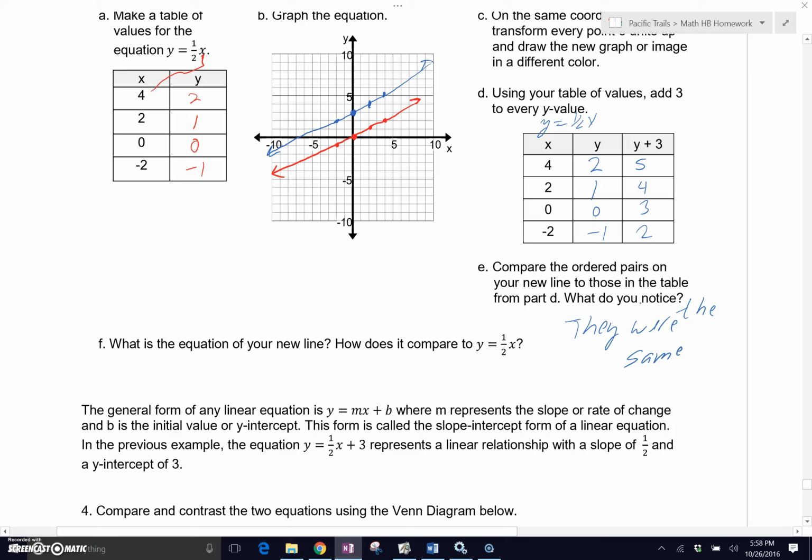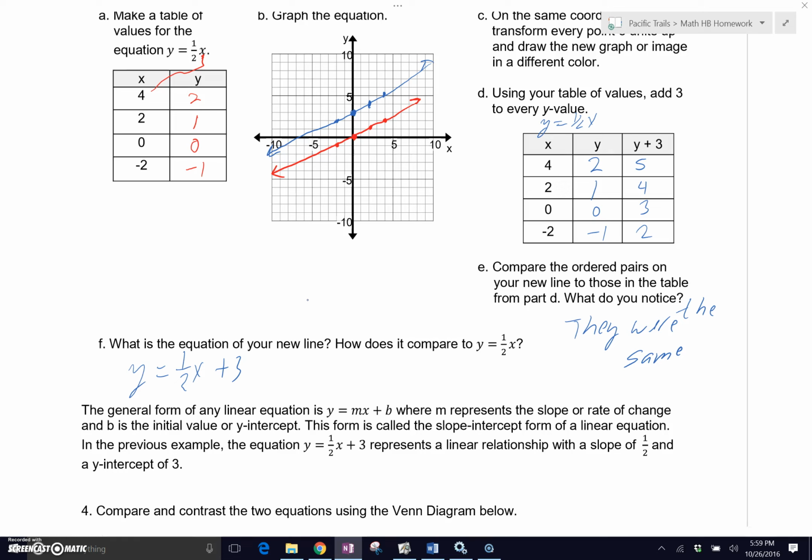And it says, what is the equation of your new line? How does it compare to y equals 1/2 x? Well, if we notice, y equals 1/2 x, and all I did to change it was add 3 to each one of my answers. So 3 is added to y equals 1/2 x.